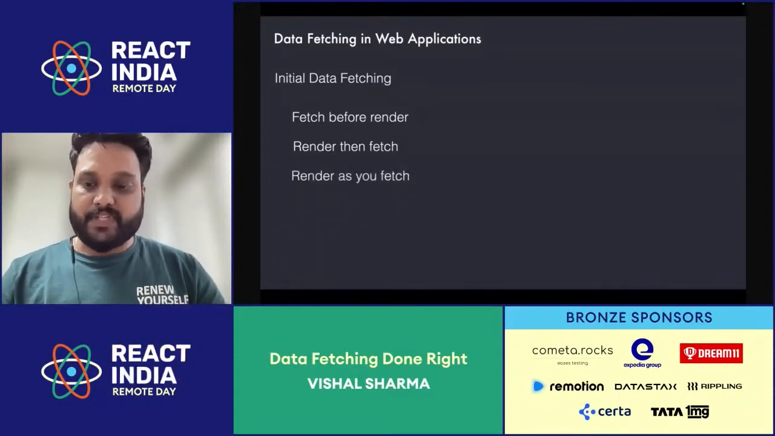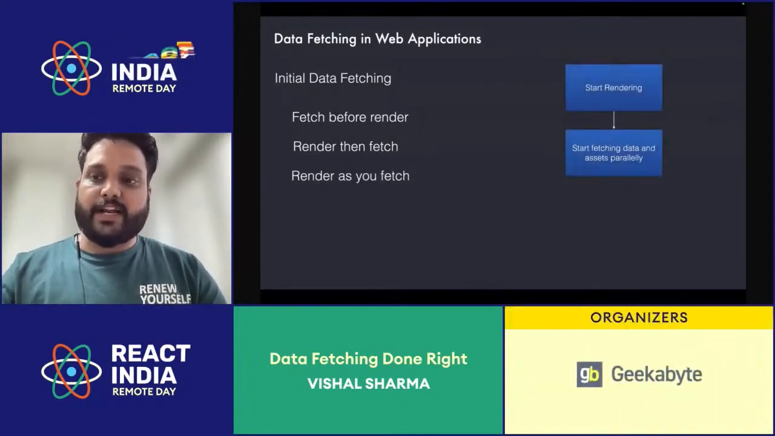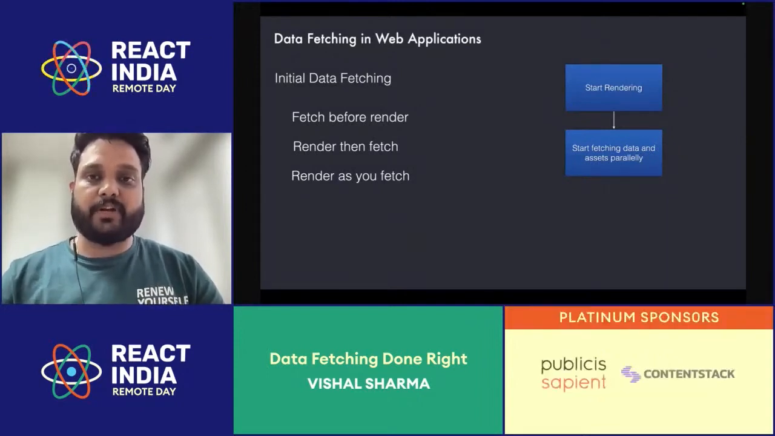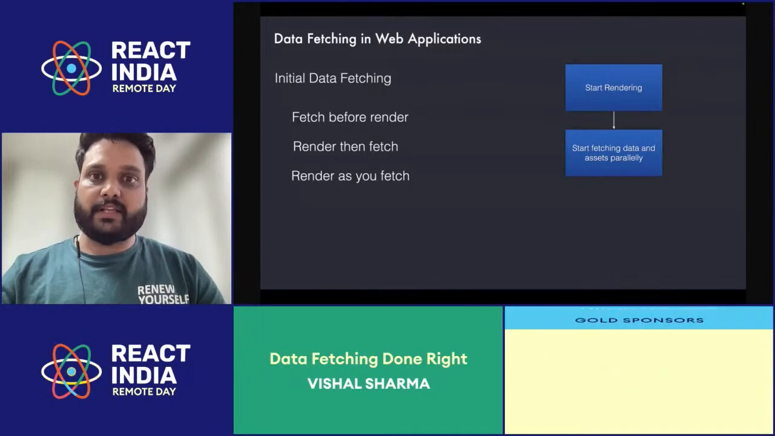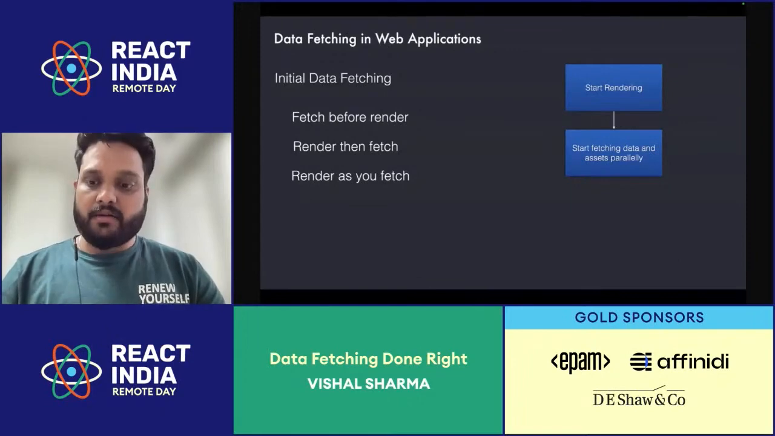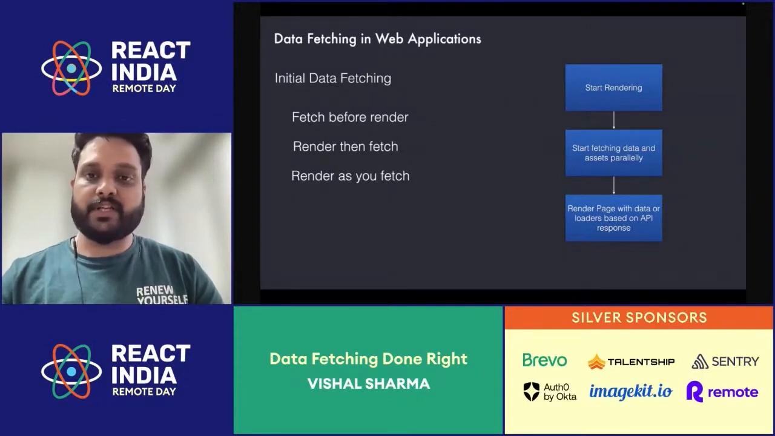And the last one is render as you fetch. In this, when we start rendering, we start fetching data in parallel. So it's kind of decoupled from your rendering cycle. You may have a data fetch at the top of your application, where you make the API call and also fetch assets for that page, like CSS and JavaScript chunks. And depending on whether you fetch your data first or you get your assets first, you are either going to show the loaders, or you are going to show the completely rendered page with data to the user.